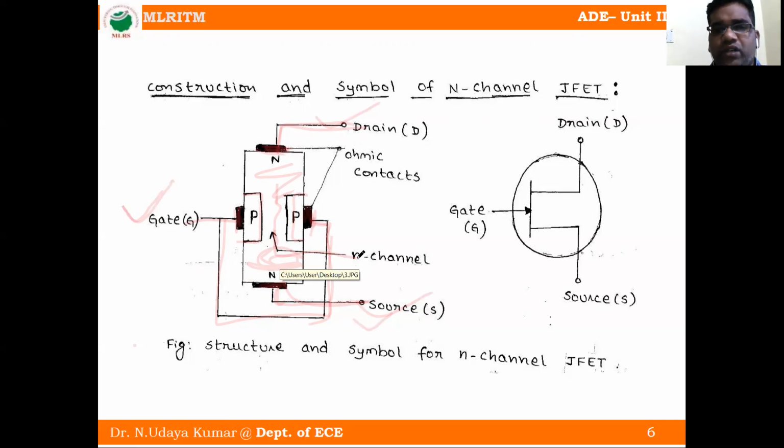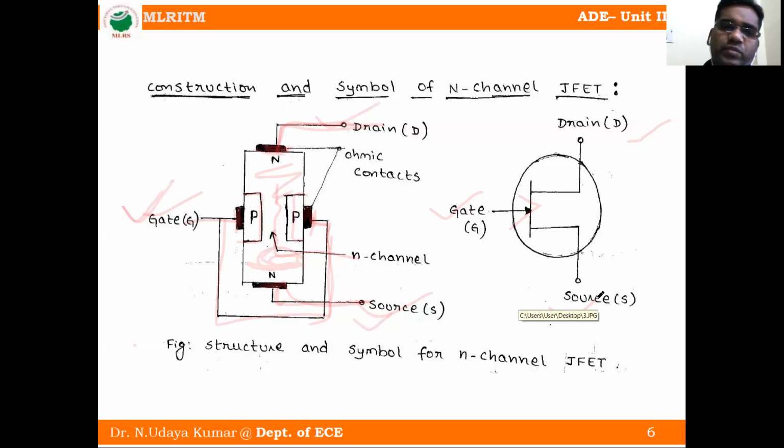Now the symbol of N-channel JFET. The arrow of the gate terminal is towards the channel. This terminal is the gate, G, this terminal is the drain, and this terminal is the source. So FET is a three-terminal semiconductor device. This is the construction and symbol of N-channel JFET.